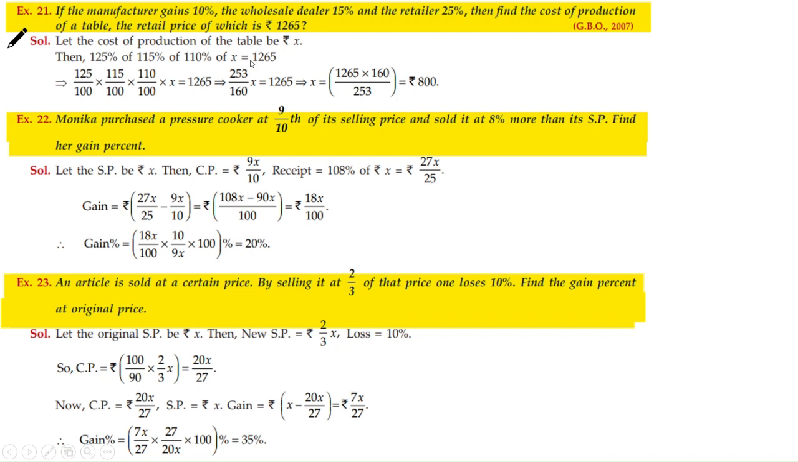Then 125% of 115% of 110% of X equals 1265. That equals 125 by 100 into 115 by 100 into 110 by 100 into X equals 1265. That equals 253 by 160 X equals 1265. Then X equals 1265 into 160 by 253, that equals rupees 800.